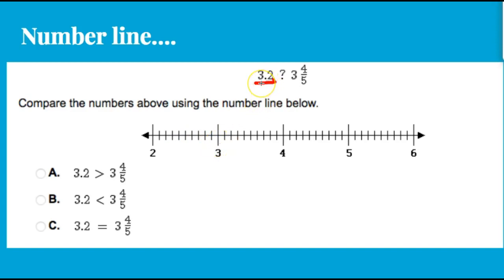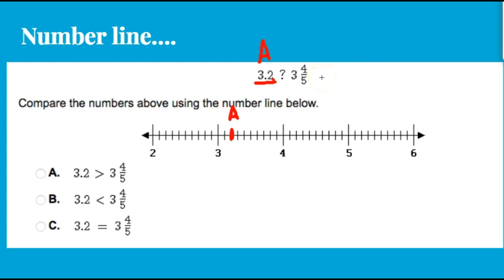Because when I read this number, I see 3 and 2 tenths. I look at the 2. That's not what I want. I look at the 3. There it is in 2 tenths. I count over 1, 2, and I'm going to place a mark right there. And I'm going to label that A. Okay? Point A is the 3 and 2 tenths.